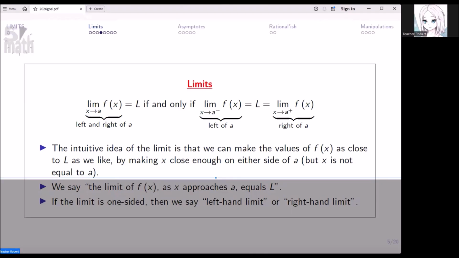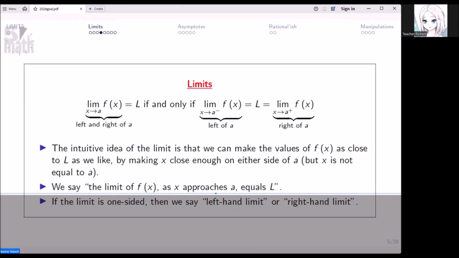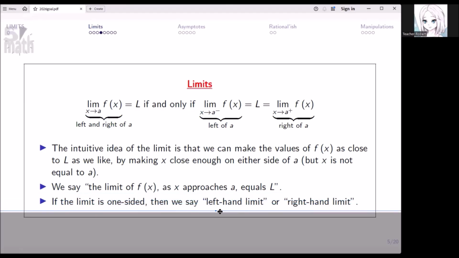The intuitive idea of the limit is that we can make the values of f of x as close to L as we like by making x close enough on either side of a, but x is not equal to a. We say the limit of f of x as x approaches a equals L. If the limit is one-sided, then we say left-hand limit or right-hand limit.